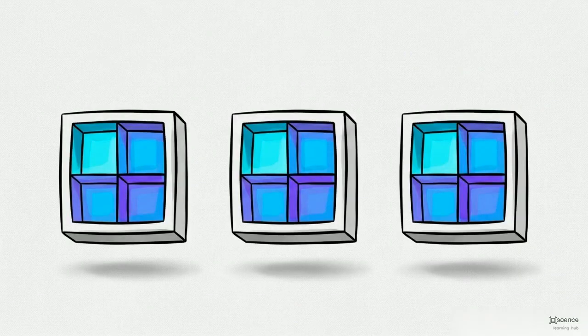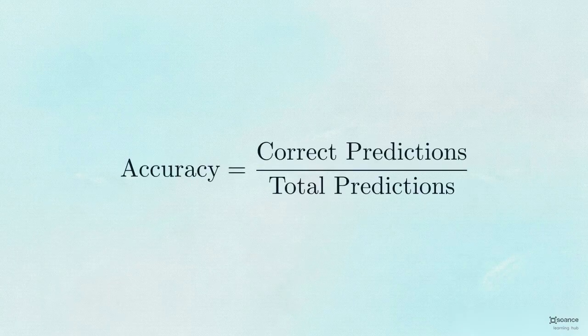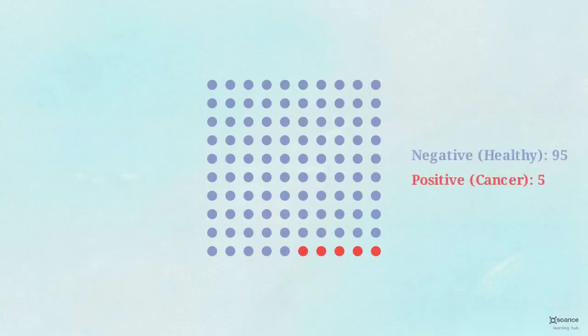But the matrix itself isn't a single score you can use to easily rank models against one another. It is strictly the baseline data required to calculate actual performance metrics. The most intuitive metric is accuracy, the ratio of correct predictions to total predictions.